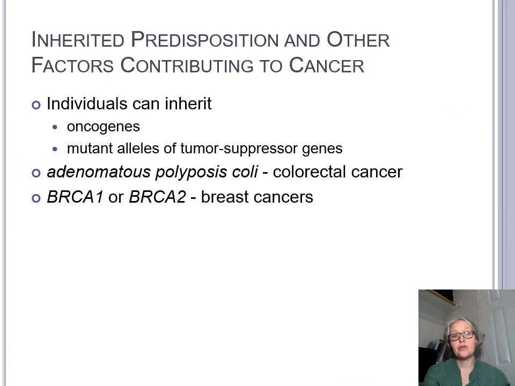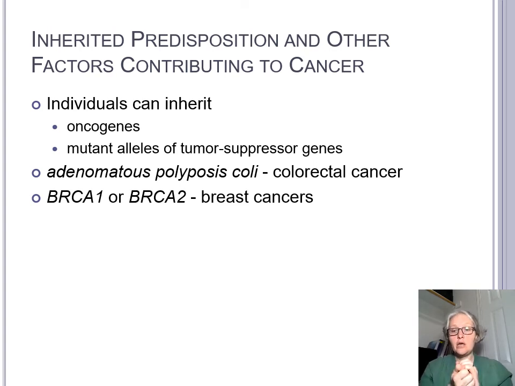Individuals can inherit predispositions and other factors that contribute to cancer. You can inherit oncogenes or mutant alleles of tumor suppressor genes. In colorectal cancer, you can inherit a gene called adenomatosis polyposis coli. You can also inherit a gene called BRCA1 or BRCA2 for breast cancers. If your grandpa has skin cancer, it is unlikely that you inherited a skin cancer gene from your grandpa. What we're saying is before you were even born, if your parents had a gene that was in their egg and sperm, they could have passed that on to you.